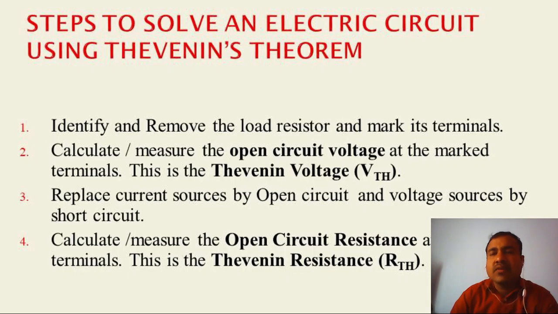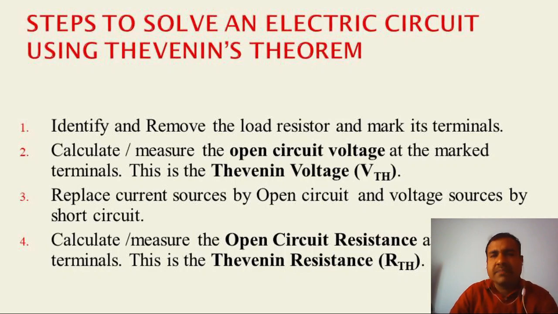That is, to make voltage 0 we have to make it a short circuit. To make the current source zero we have to open circuit that source. Now if any internal resistances are there, you have to replace the source by those internal resistances.